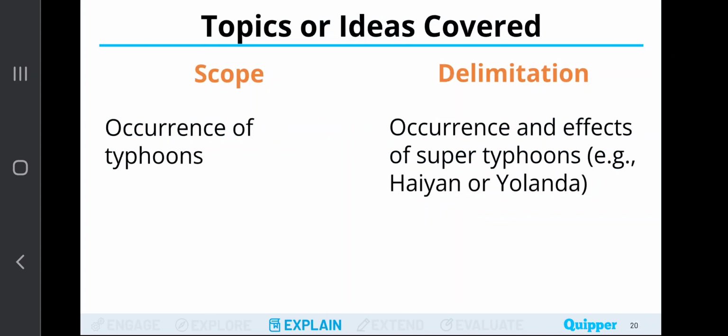Another example of scope and the difference between scope and delimitation, for topics or ideas covered. Scope nimo, occurrence of typhoons. Very general. Delimitation nimo, occurrence and effects of super typhoons. Example was super typhoon Yolanda or Haiyan. So makita na nimo karon the specifications from the general or the broad concept, which is coming from the scope, down to the more specific and controlled set of study that you are going to base it or that you are going to generate information from.